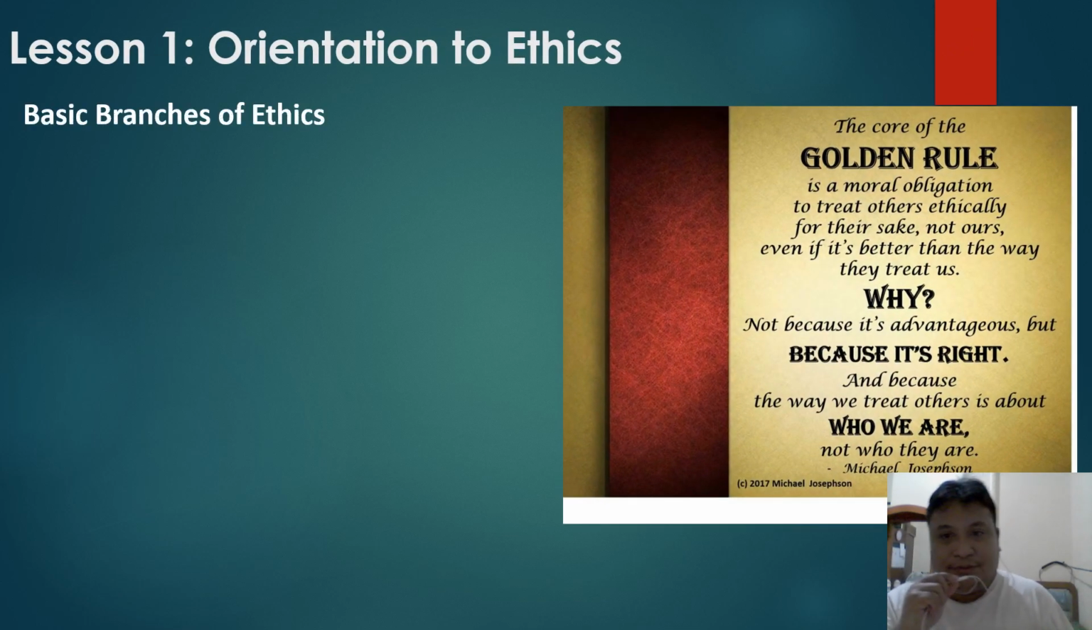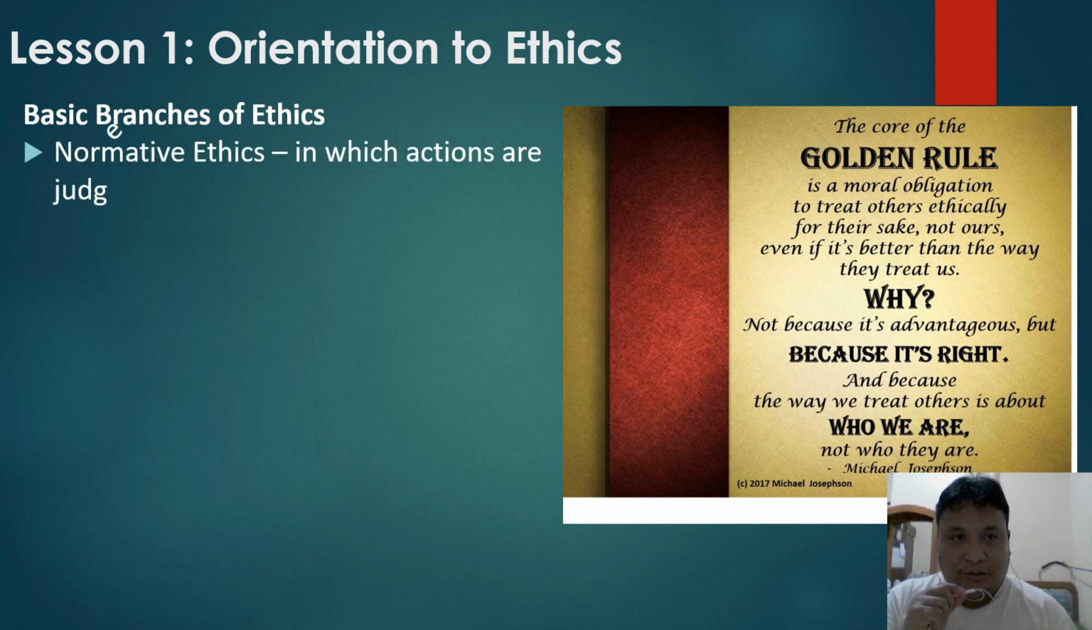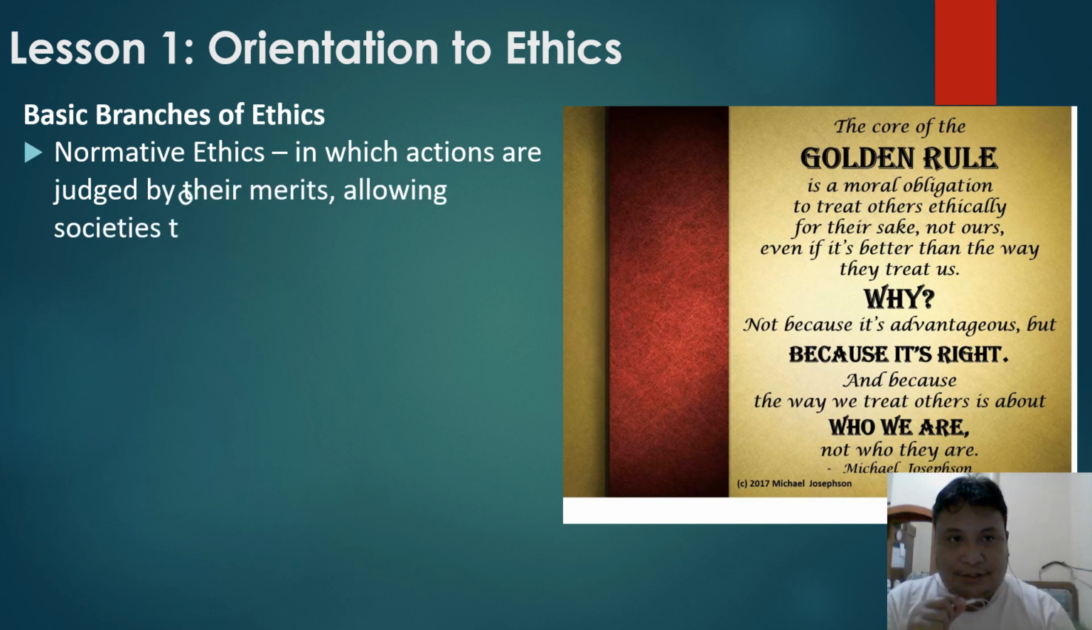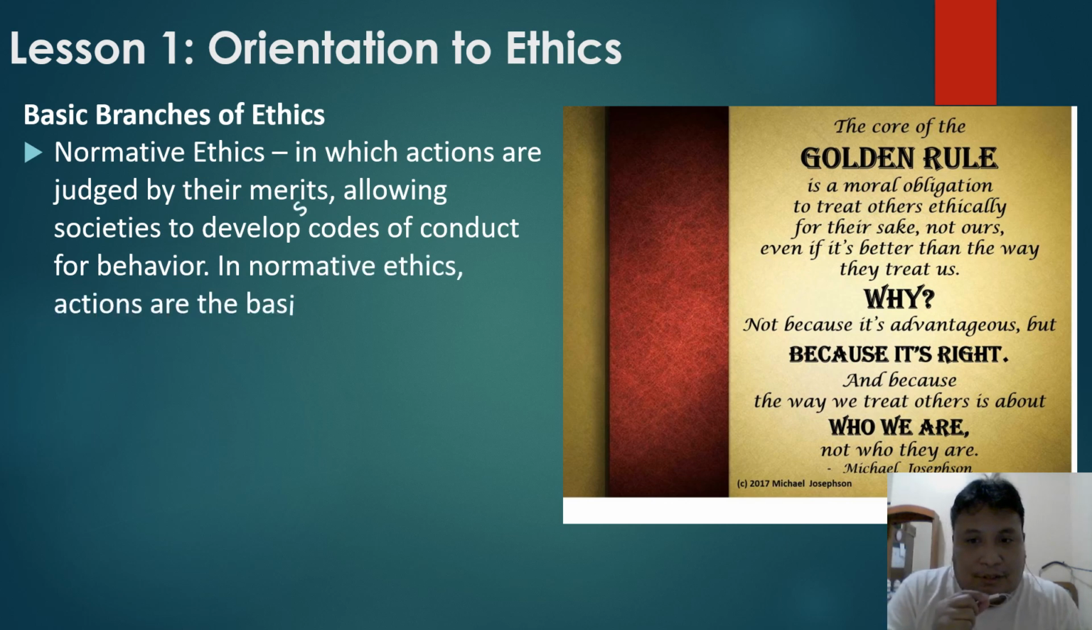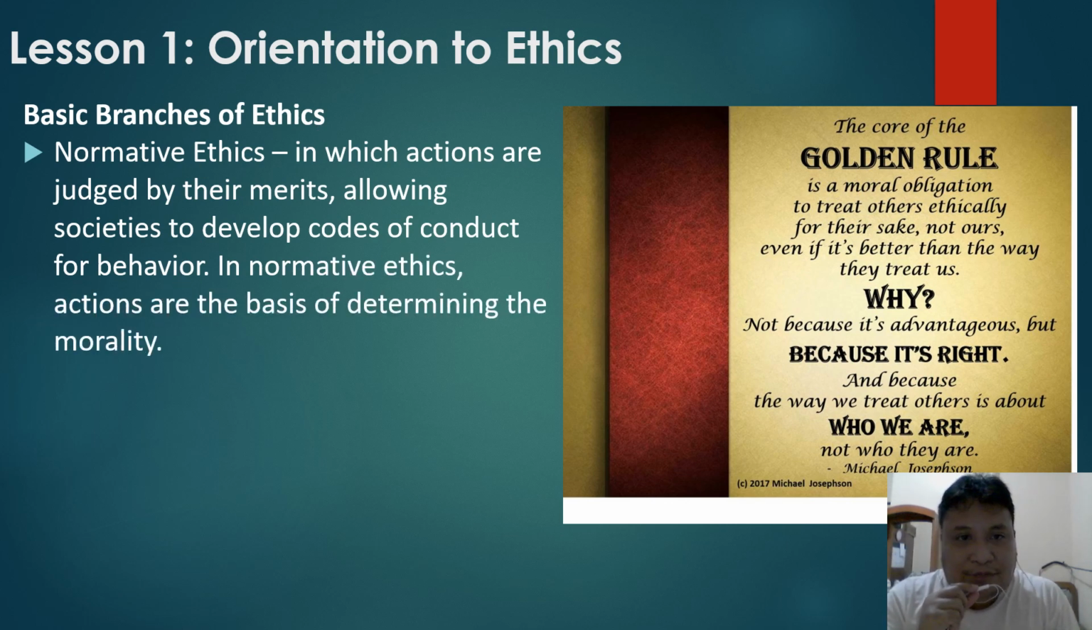Okay, so let's move further. Basic branches of ethics. The first basic branch of ethics is what we call normative ethics. What do we mean by normative ethics? In it, actions are judged by their merits, allowing societies to develop codes of conduct for behavior. Therefore, in normative ethics, actions are the basis of determining morality.